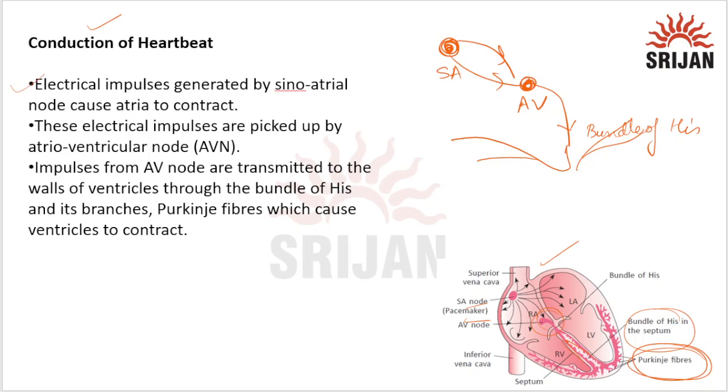Therefore, it is written here that electrical impulses generated by the sinoatrial node cause the atria to contract. These electrical impulses are picked up by the AV node. You can see here also. Impulses from the AV node are transmitted to the walls of the ventricle through the bundle of His and its branches, Purkinje fibers, which cause the ventricles to contract.